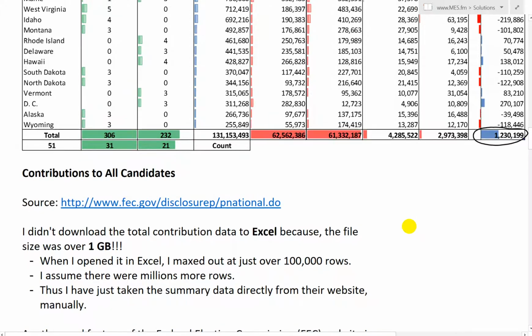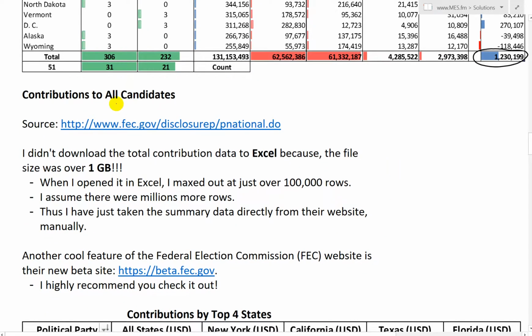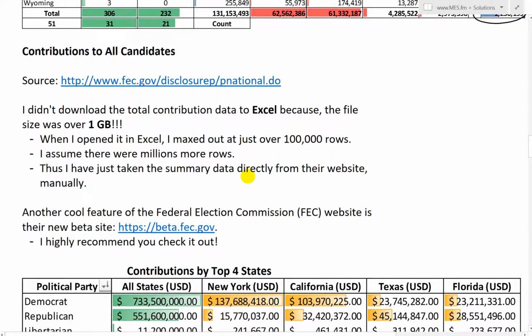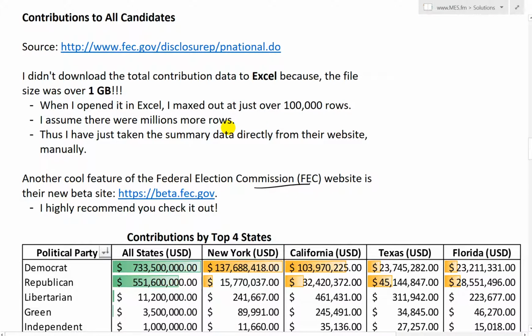Now what I want to look at is also contributions to all candidates. These are all the money they received, their donations or whatnot. This is from the Federal Election Commission, FEC, website, fec.gov, and this is from that link. I'll put that here. You can also download these exact notes in the link below and play around with that. But I want to make a note.